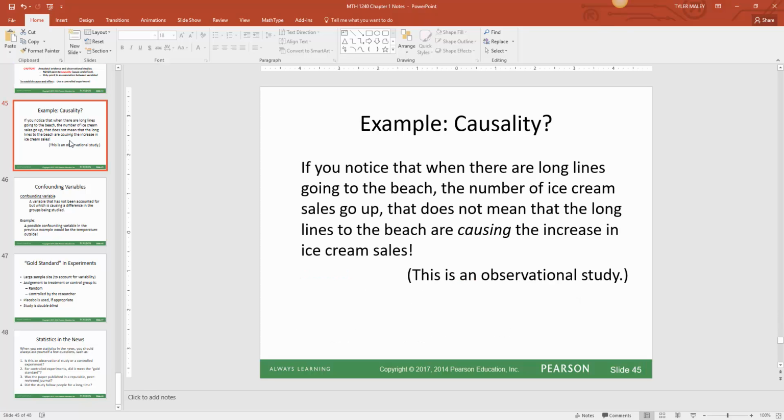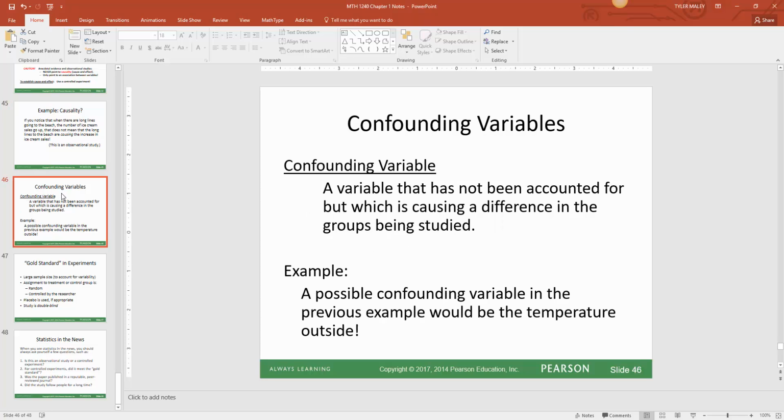So here's an example of causality. If you notice that when there are long lines going to the beach, the number of ice cream sales goes up, that does not mean that the long lines to the beach are causing the increase in ice cream sales, right? So this is an example of an observational study. Just because there are long lines to the beach does not mean there's going to be an increase in ice cream sales, right?